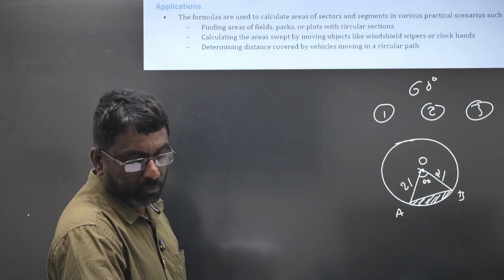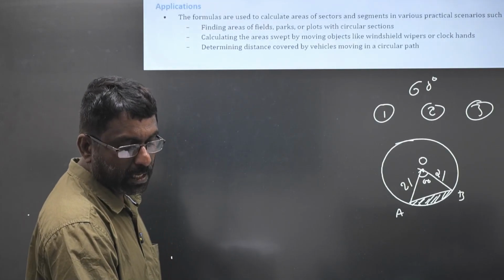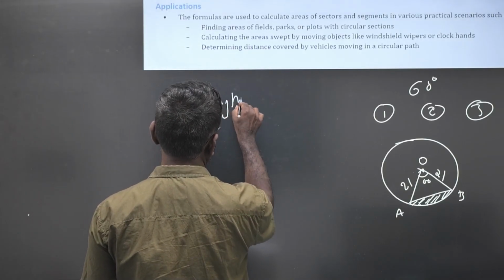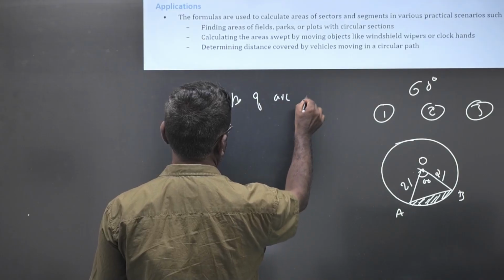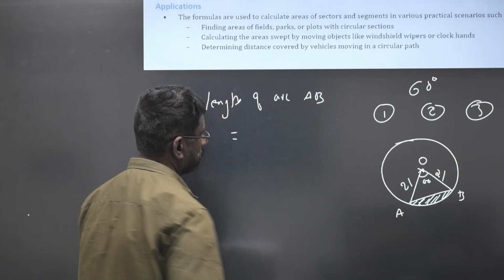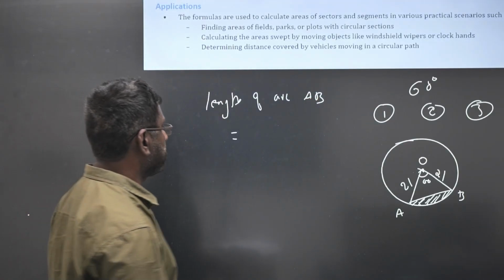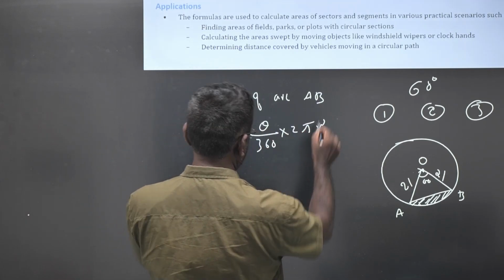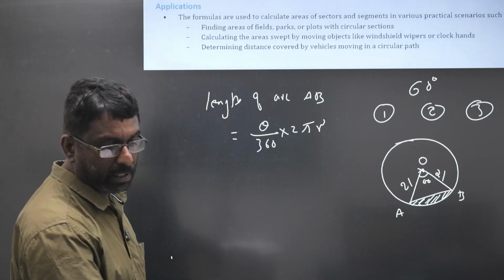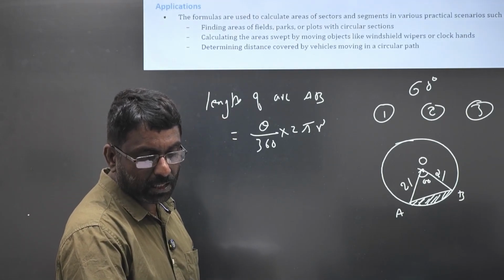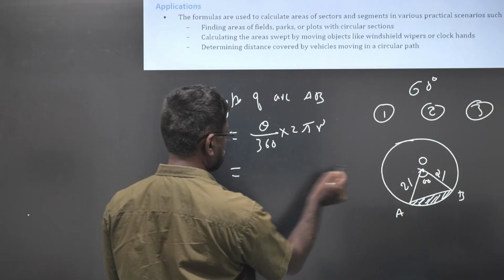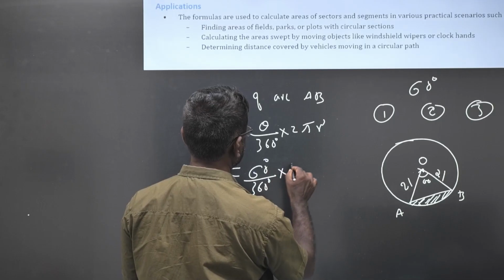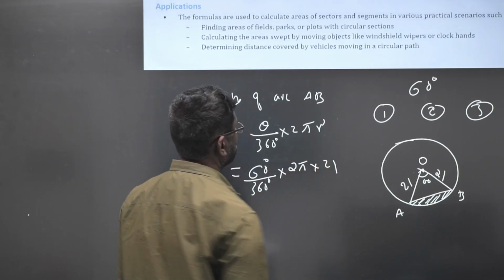Then, what is the first part? The length of the arc AB. Length of arc AB is equal to, what is the formula for length of the arc? That is theta divided by 360 into 2 pi r. This is the formula for finding the length of the arc AB. What is theta? 60 degree divided by 360 degree into 2 pi into 21.